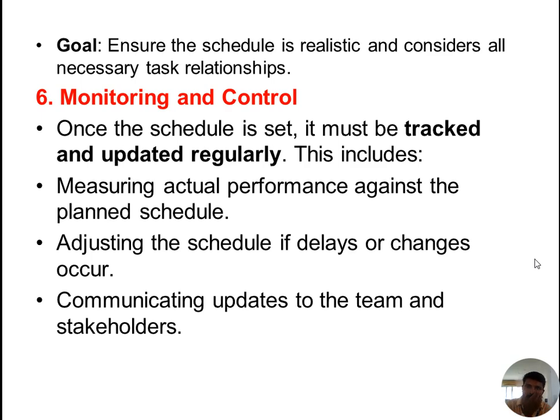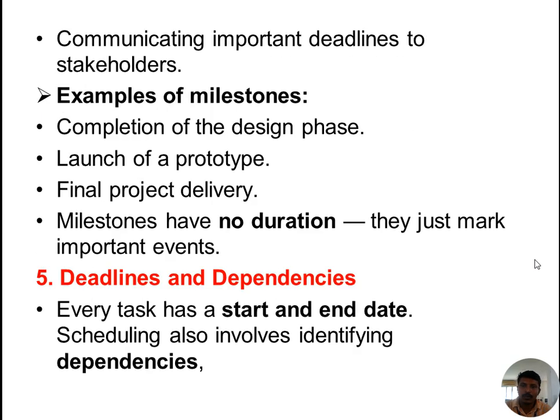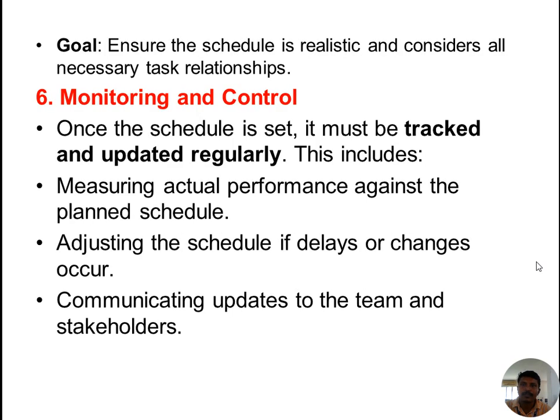A goal of deadlines and dependencies is to ensure the scheduling is realistic, considering all necessary task relationships. And then monitoring and control. Once the schedule is set, it must be tracked and updated regularly. This includes measuring actual performance against the planned schedule, adjusting the schedule if delays or changes occur, and communicating updates to the team and stakeholders.